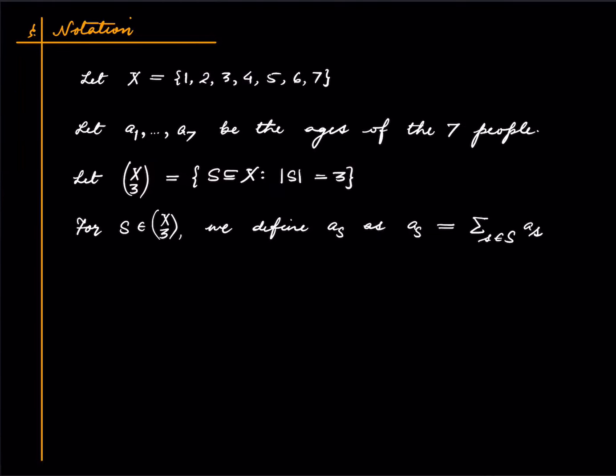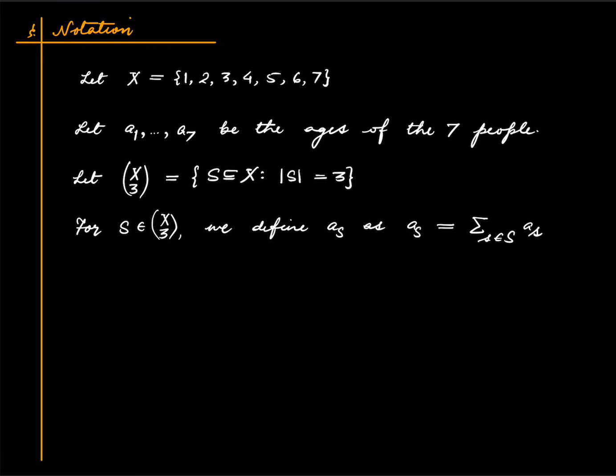So let me introduce some notations. I will write capital X to mean this set, the set of first 7 integers. And A1 up to A7 will be used to denote the ages of all the 7 people. So just label the people by numbers 1 to 7, and the age of the ith person is A sub i.